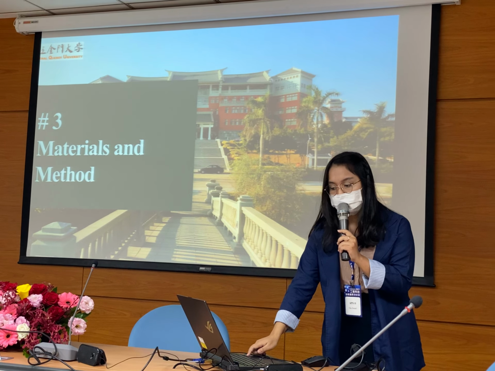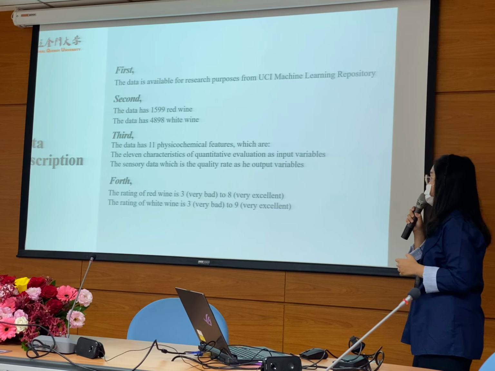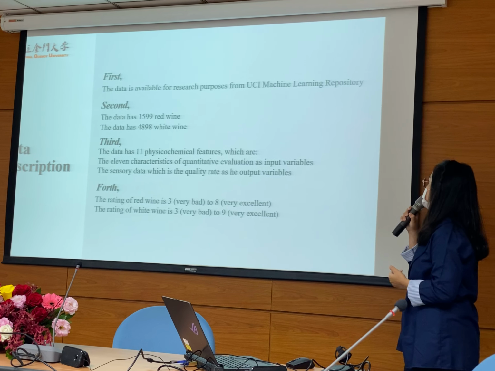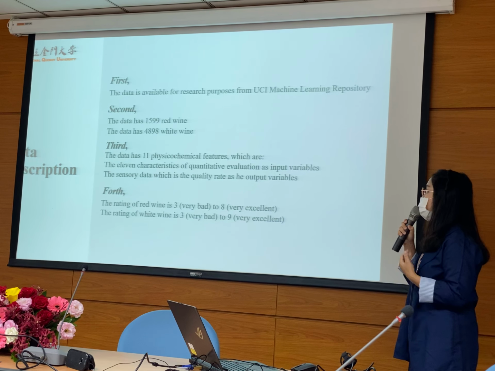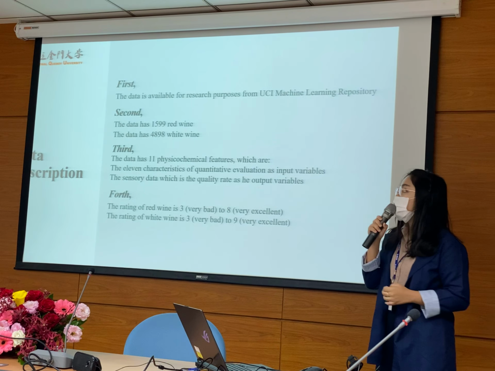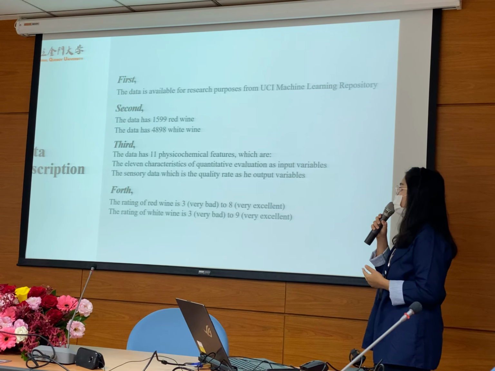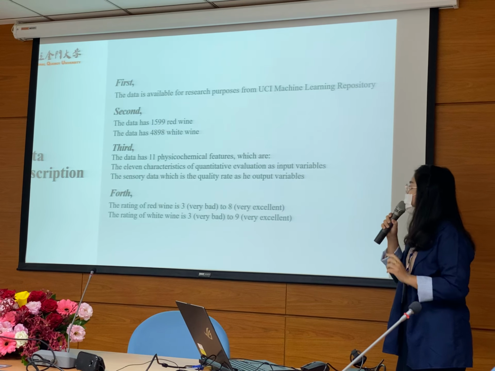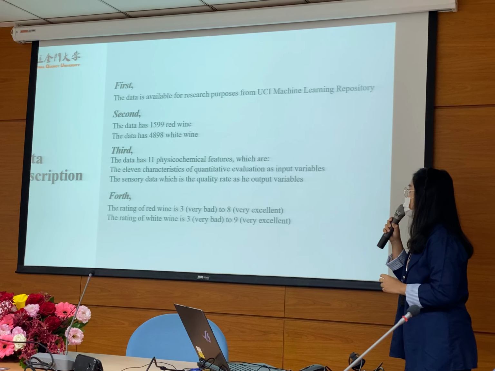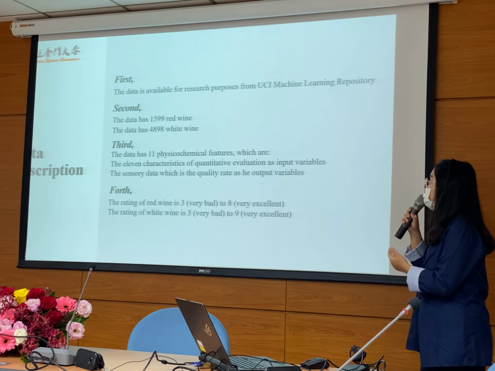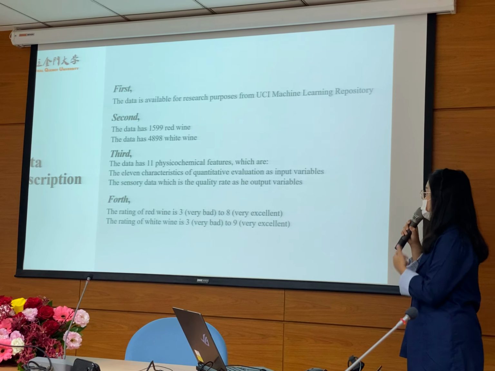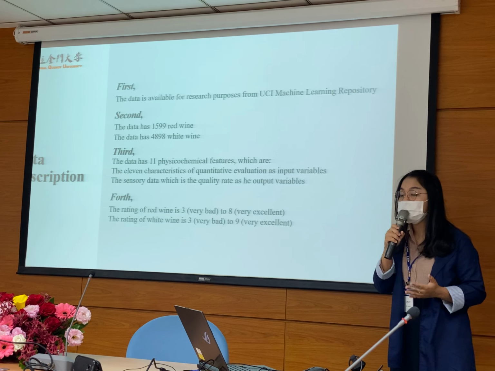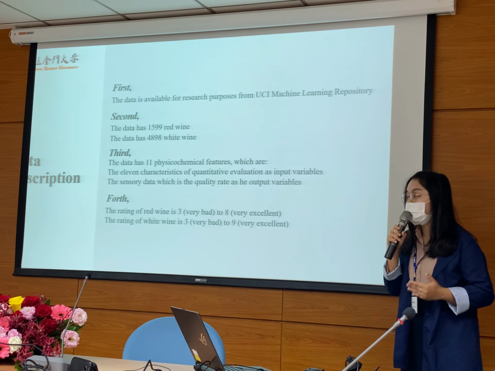So the next part is the materials and methods. Here is the data description. The data is available for research purposes from the UCI machine learning repository. The data has 1,599 red wines and 4,898 white wines, so basically we would like to use both red and white wine. The data has 11 physicochemical features, which are 11 characteristics of the quantitative evaluation, as input variables. And the output variable is the quality of the wine itself.